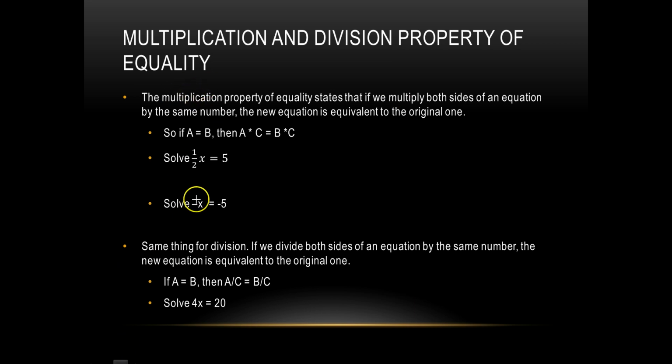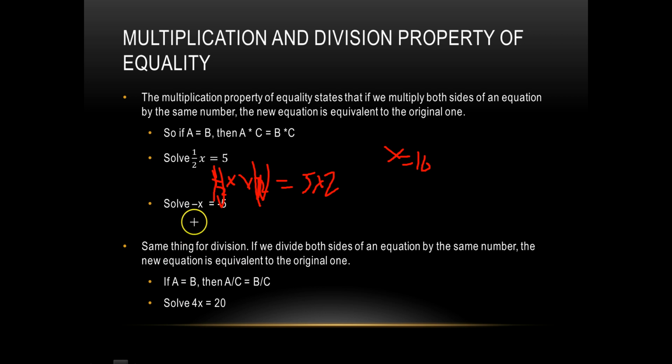So we have 1/2 x equals 5. We can multiply both sides by 2. So 1/2 x times 2 is equal to 5 times 2. What's 1/2 times 2? 1/2 times 2 is equal to 1. So these just cancel out, and this is just x. So x is equal to 5 times 2, or x is equal to 10.